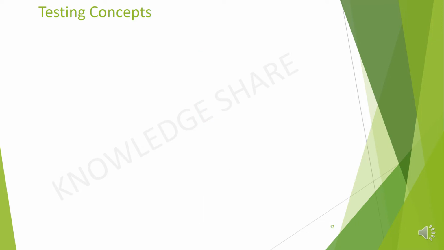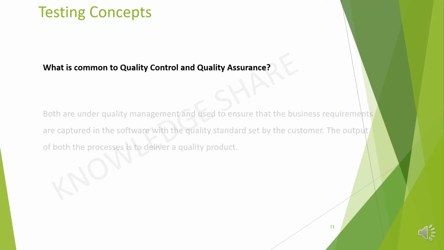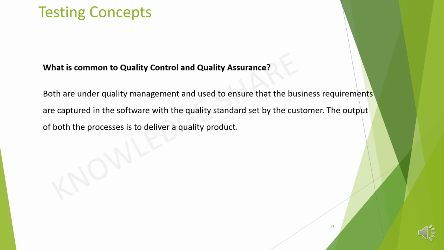What is common to quality assurance and quality control? Both are under quality management and used to ensure that the business requirements are captured in the software with the quality standard set by the customer. The output of both the processes is to deliver a quality product.